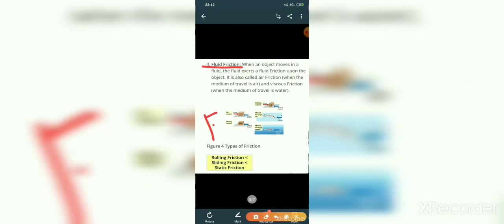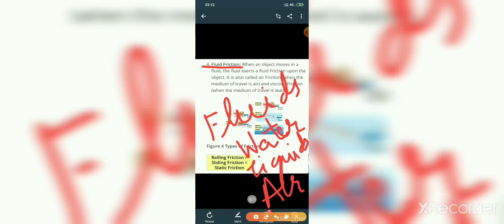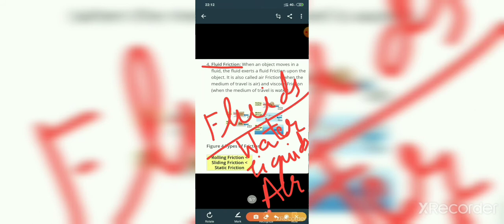What are fluids, children? Fluids are water, that means all the liquids are fluids, and air. These are fluids. So the friction which occurs due to the movement of the liquids or the movement of the air is known as fluid friction. So what is fluid friction? When an object moves in a fluid, the fluid exerts a fluid friction upon the object. It is also called air friction when the medium of travel is air, and viscous friction when the medium of travel is water.